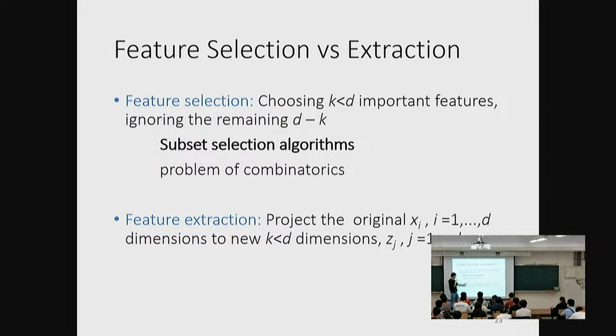Again, the other set is called feature extraction or projection. Project the original x_i, i from 1 to d dimensions, to a new k, which is less than d, dimensions of z_j, j from 1 to k. So the original is x_i; in the end, what you have is z_j, where j goes from 1 to k. The original features x have d dimensions, and the z variables have k dimensions. So find a projection matrix to do that.